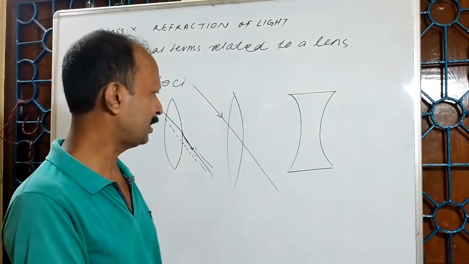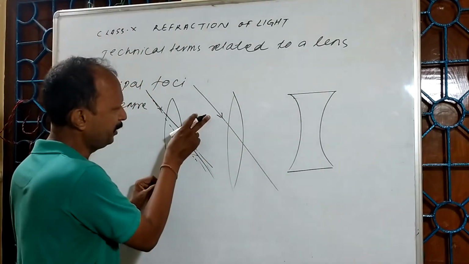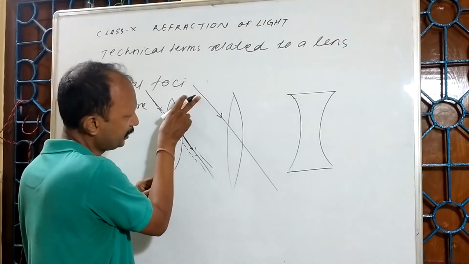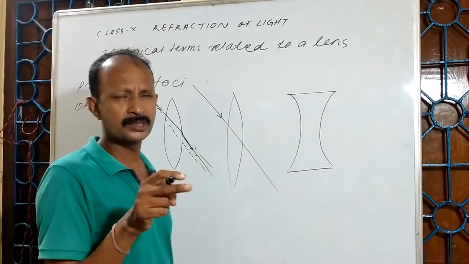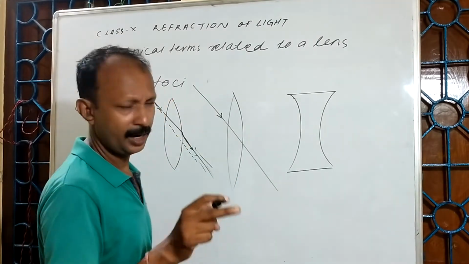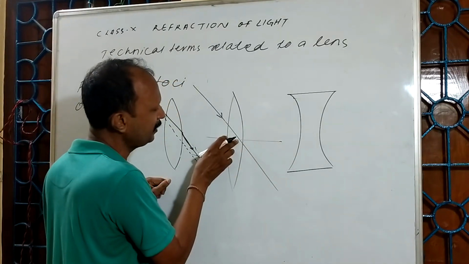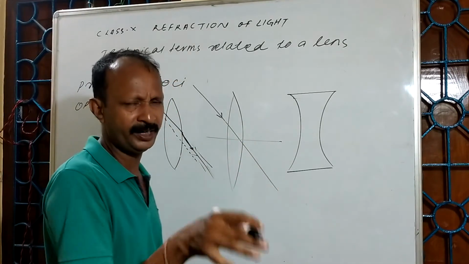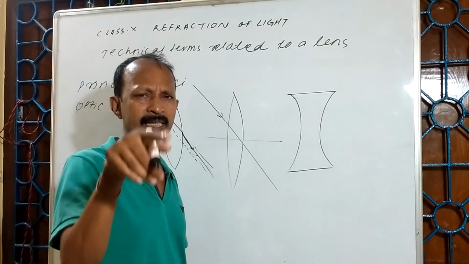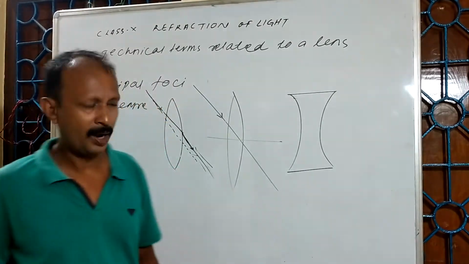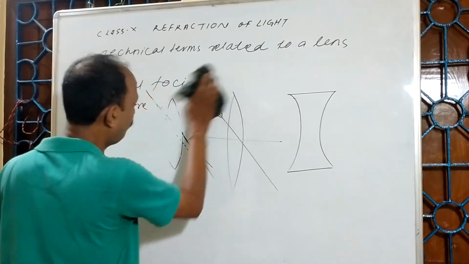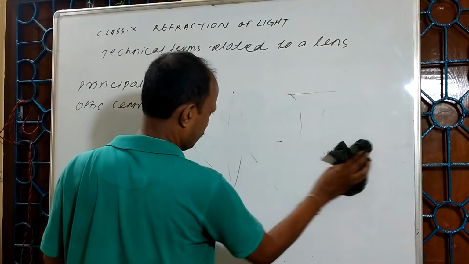If the lateral shift can be neglected, that means we can say that the light ray which is incident at a point on the principal axis, and after incidence is refracting without deviating, that point is the optic center. So I can say that it is a point on the principal axis.